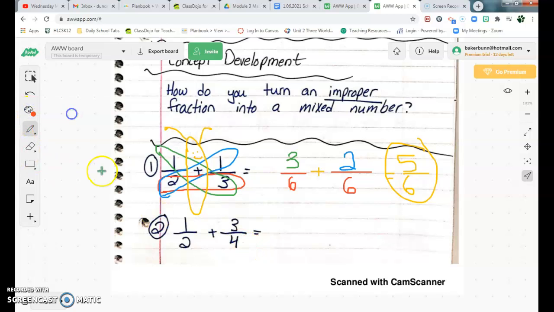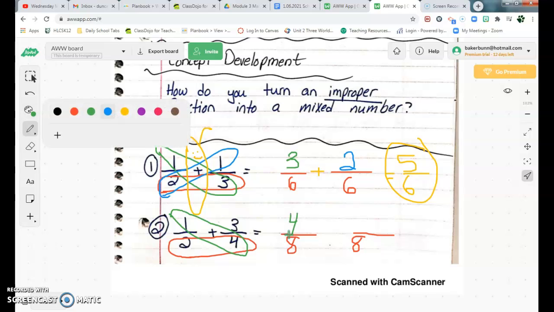We're going to start by doing butterfly method again. Start by circling the butt of our butterfly. So the butt of my butterfly, 2 times 4 is going to get me 8. Okay. Now I'm going to do my left wing, 1 and 4. 1 times 4 is going to get me 4. Then I'm going to do my right wing, 2 and 3. 2 times 3 is going to get me 6.